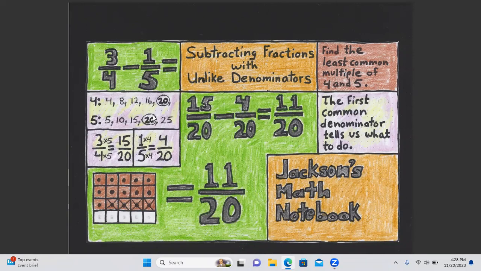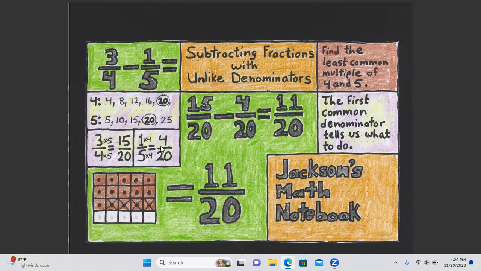Now the question is, what is the equivalent of 3/4 when 20 is the denominator, and what is the equivalent of 1/5 when 20 is the denominator? Here's how we do that. What number times 4 will give me 20? Well, that answer is 5, because 4 times 5 equals 20. Whatever we do to the bottom, we do to the top. Whatever we do to the denominator, we do to the numerator. And 3 times 5 gives us 15. 15/20 is actually the same as 3/4.